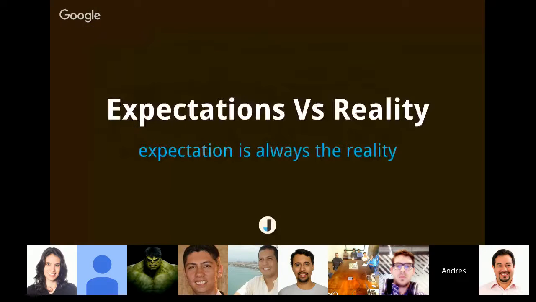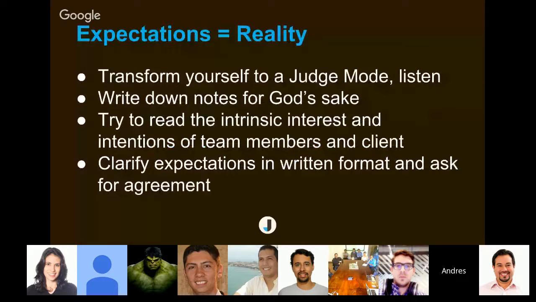So, expectation versus reality: sometimes the expectation of the client is always the reality. They're never gonna tell you, okay, we're gonna give you 2 more months. That's not gonna happen. So at the beginning, when you are in this project, transform yourself into a judge, juez. No recuerdo cómo se pronuncia.